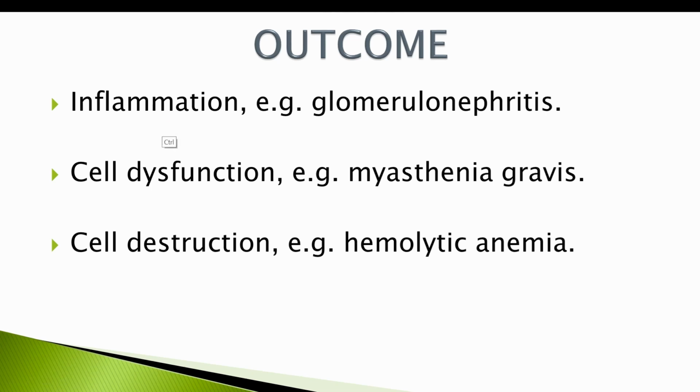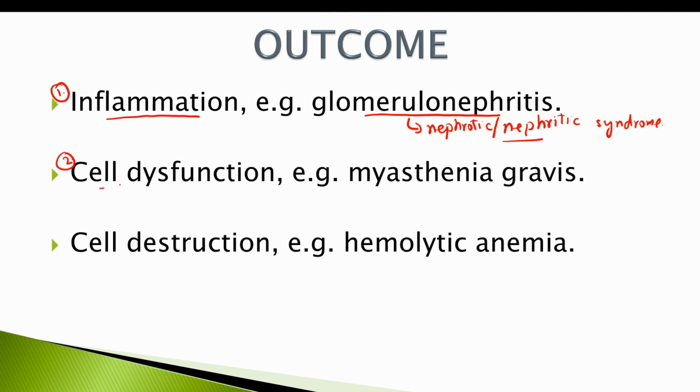So the outcome of type 2 hypersensitivity reaction is inflammation of the site of cell destruction or tissue damage, such as glomerulonephritis, resulting in nephrotic or nephritic syndrome. Apart from the inflammation, the other outcome is cell dysfunction, such as in myasthenia gravis and Graves' disease. And cell destruction ultimately results in complete loss of the cells, such as in hemolytic anemia.